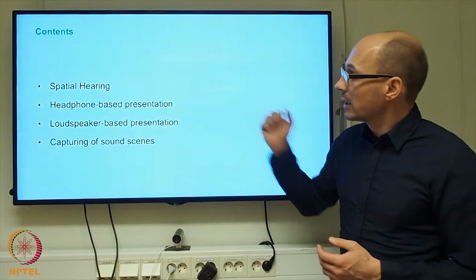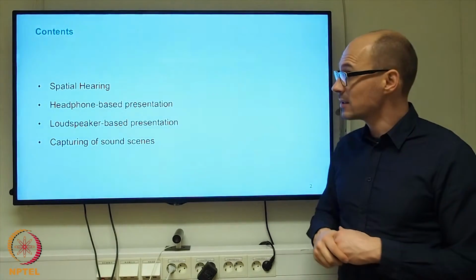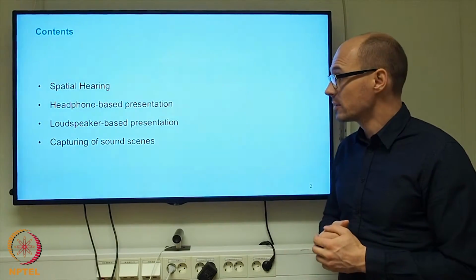And then we will look at different solutions that allow us to trigger exactly those mechanisms that make us hear sound sources at certain locations.